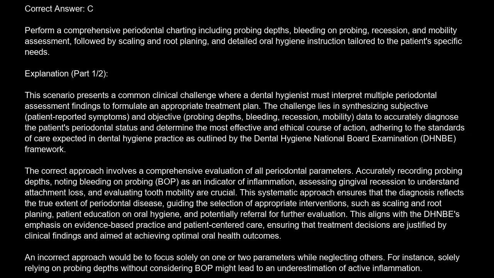The correct approach involves a comprehensive evaluation of all periodontal parameters. Accurately recording probing depths, noting bleeding on probing (BOP) as an indicator of inflammation, assessing gingival recession to understand attachment loss, and evaluating tooth mobility are crucial. This systematic approach ensures that the diagnosis reflects the true extent of periodontal disease, guiding the selection of appropriate interventions, such as scaling and root planing, patient education on oral hygiene, and potentially referral for further evaluation.